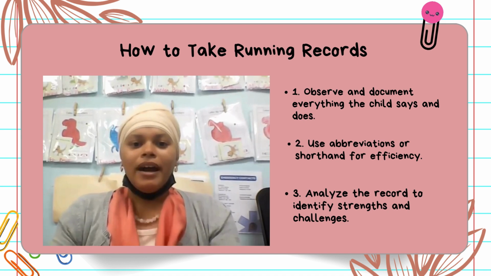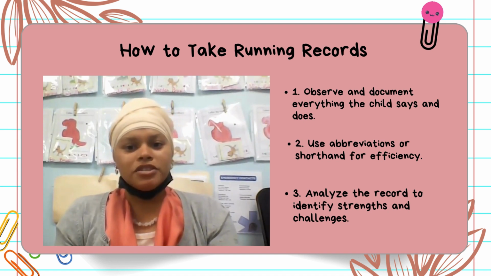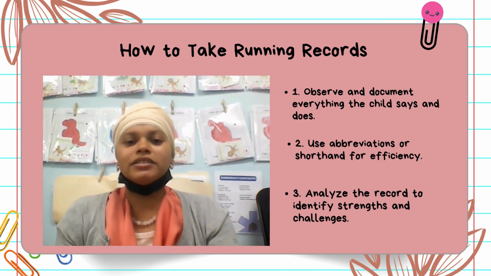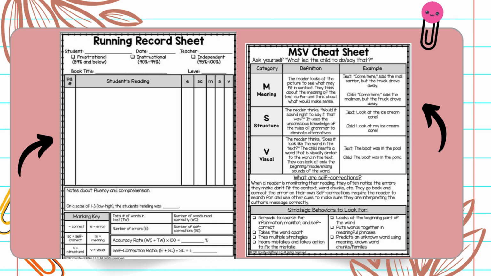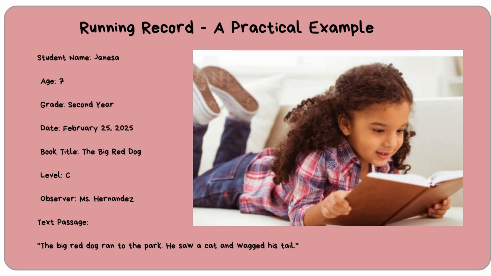And 3. Analyze the record after the session to identify the student's strengths and challenges. This analysis will help you plan targeted interventions or support. On the screen, you will see an example of a running record with coding symbols. Notice how the symbols and shorthand make it easier to capture the student's reading behaviors in real time. This visual will help you understand how to structure your own running records.